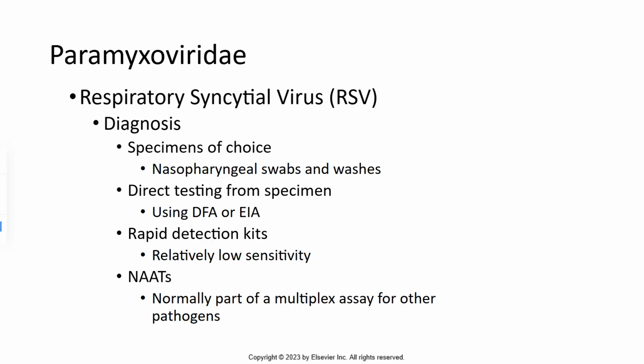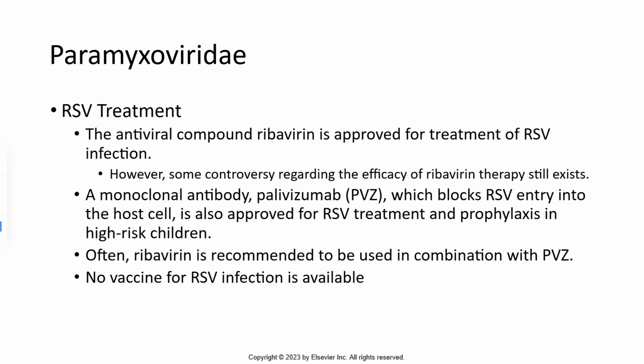Diagnosis: specimen of choice is nasopharyngeal swabs and washes. Using antibody tests, there's rapid detection kits and molecular tests, normally part of a multiplexed assay for other pathogens. Treatment: ribavirin is a treatment of choice. There's other types of treatments that are available. There is no vaccine for RSV infection.